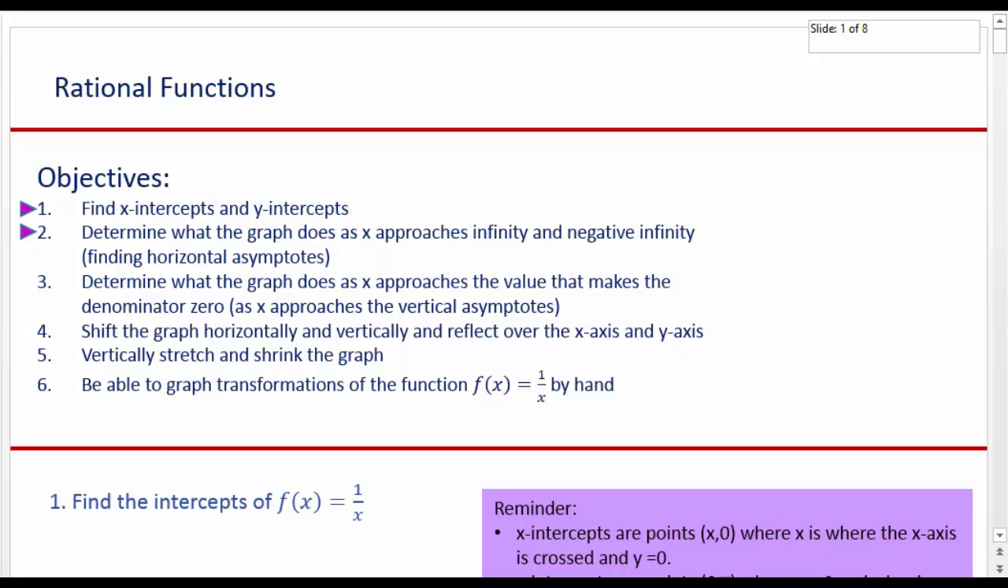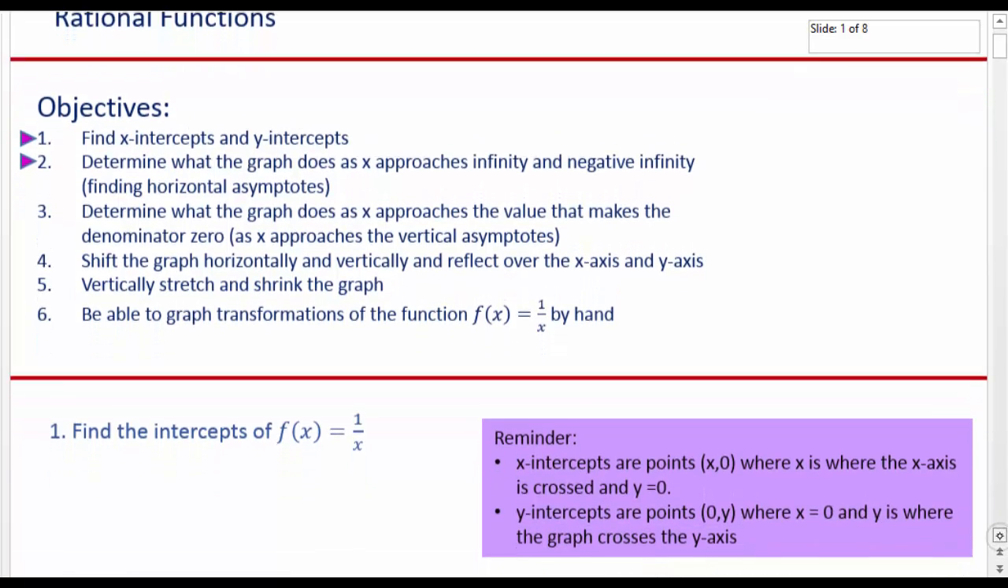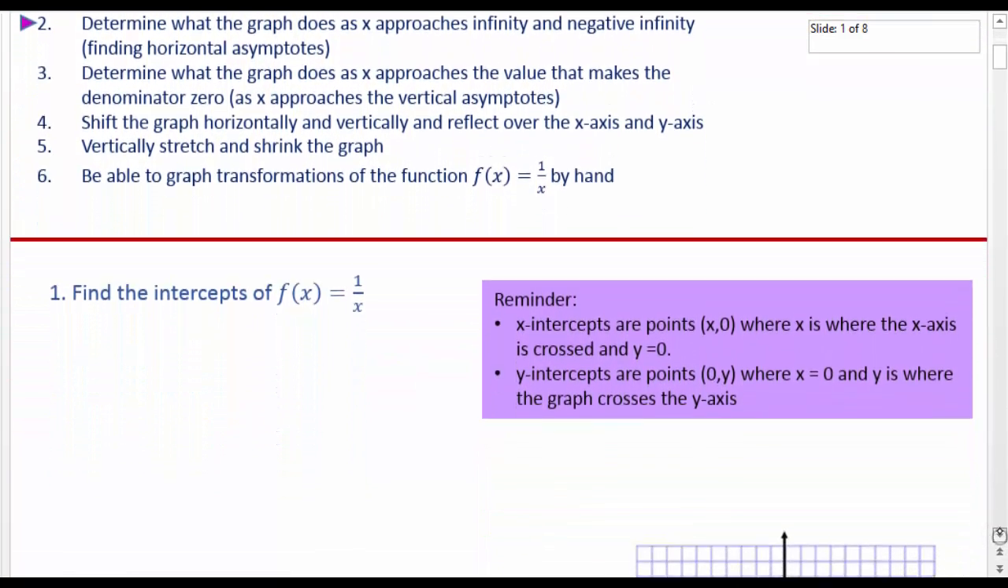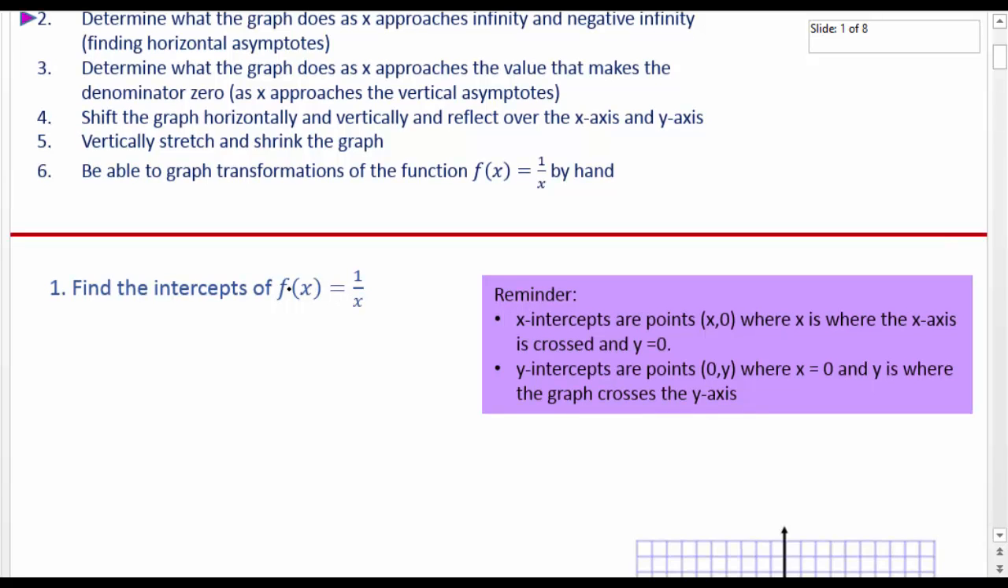Alright, so we're going to talk about rational functions, and our first two objectives are going to be to find the x and y intercept, as well as determine the end behavior, or determine what the graph does as x approaches infinity and negative infinity. This is going to help us find our horizontal asymptote. We're going to be focusing on the function f of x equals 1 over x throughout this entire video.